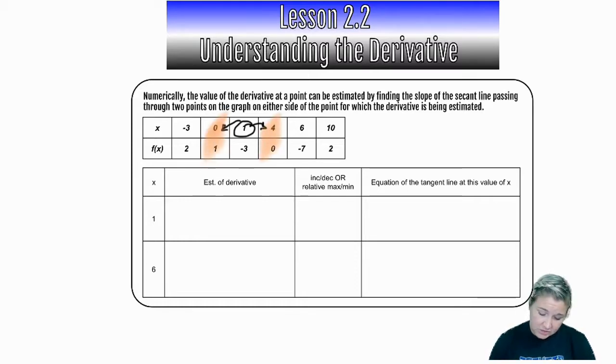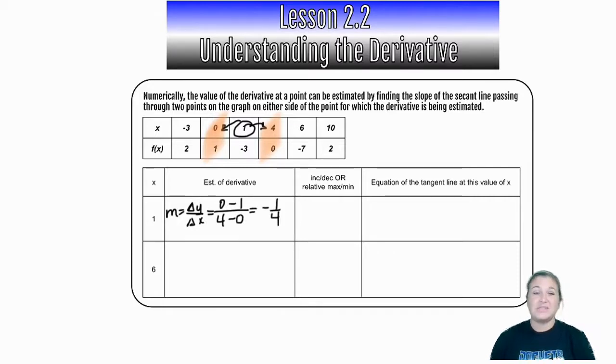So I'm going to find the slope first. Remember, the derivative is the slope of the tangent line. So to find the slope, that's going to be the change in y over the change in x. So the change in y is going to be 0 minus 1, and the change in x is going to be 4 minus 0. So it's a negative 1/4. So since my slope is negative, that means that it's going to be decreasing. Okay, so that to me makes a lot of sense.